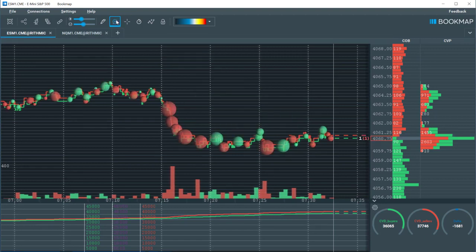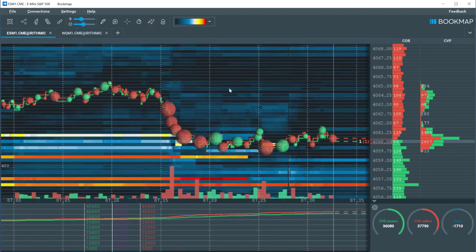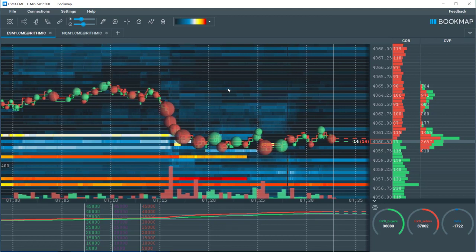Let's turn on the heat map. This is the historical display of the current order book. The numbers in the order book are given a graphical representation on the heat map. A red area represents more liquidity, and blue-black areas represent lower liquidity.